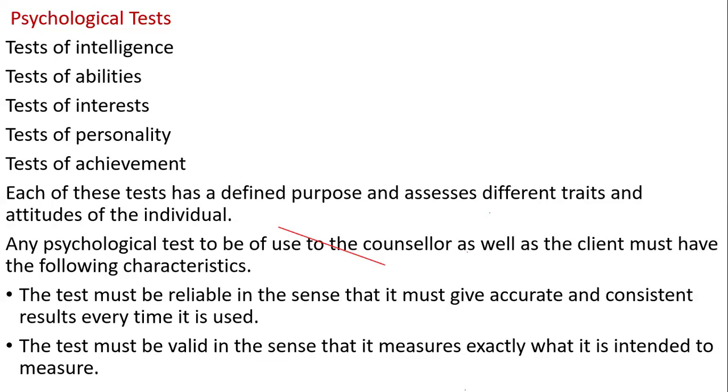Okay. Can somebody read the first characteristic of these psychological tests? One characteristic of these intelligence tests, abilities, interest tests, personality tests, achievement tests, all the characteristics. Tell me the first one. The test must be reliable in the sense that it must give accurate and consistent results every time it is used. Right. The test must be reliable and it must give accurate and consistent results. The results must be accurate.